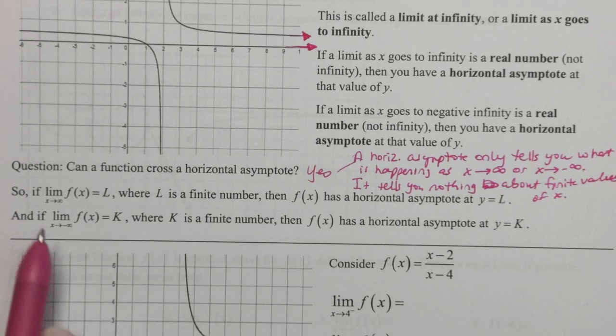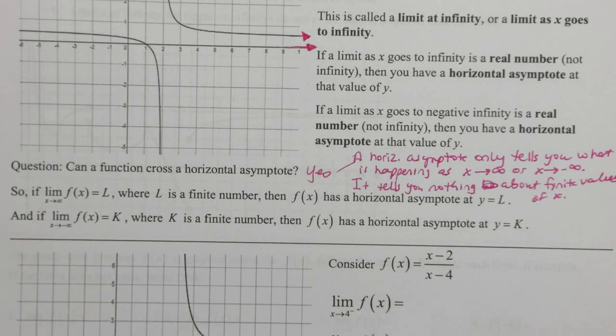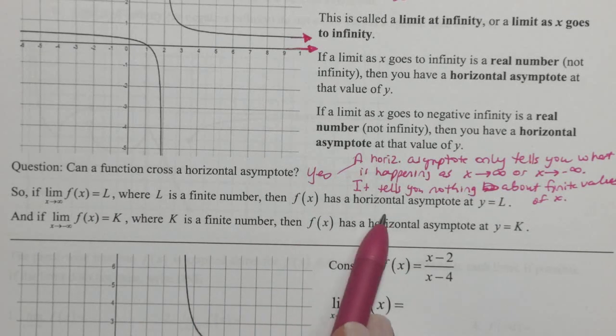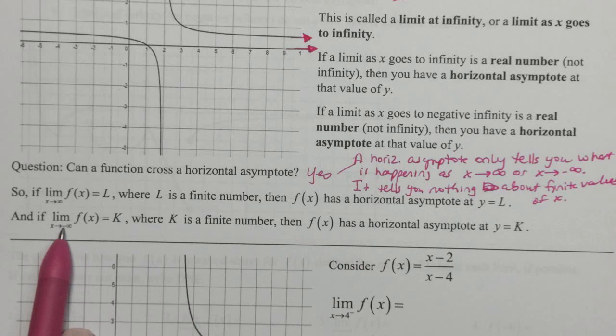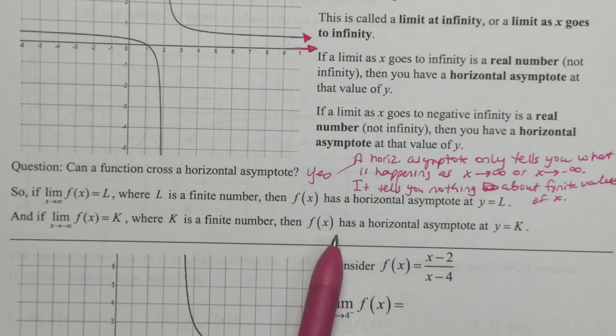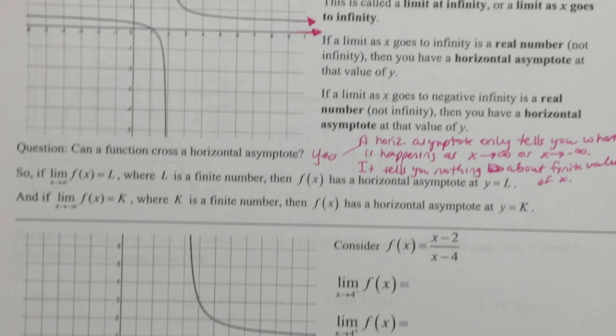Okay? So, if the limit as x approaches infinity of f of x is a real finite number, then f has a horizontal asymptote there. Also, if the limit as x approaches negative infinity of f of x is equal to a real finite number, then f has a horizontal asymptote at that value.